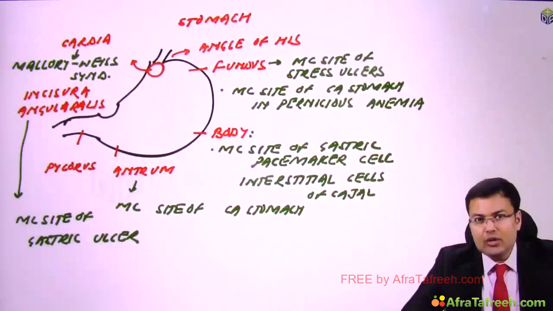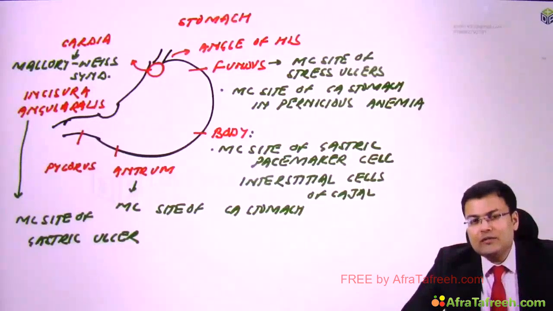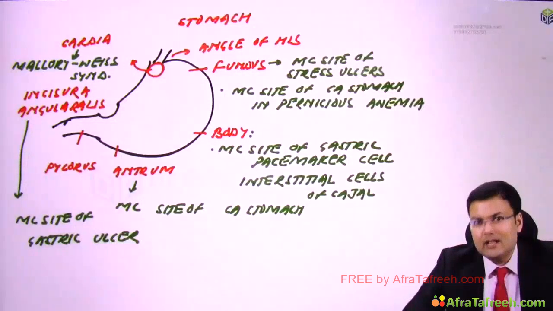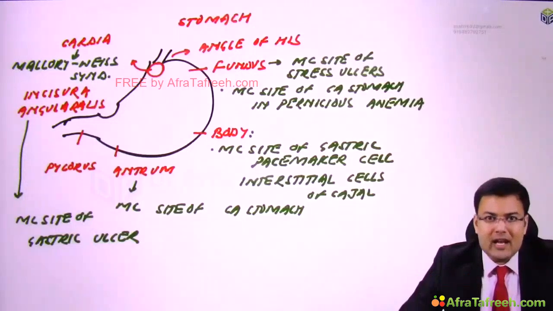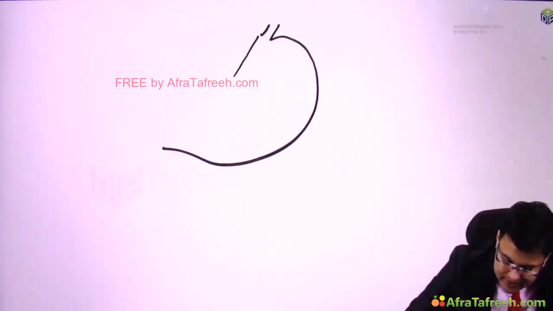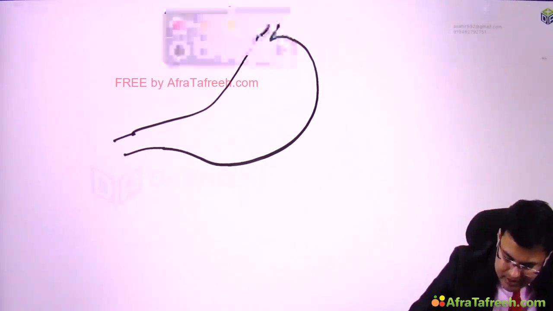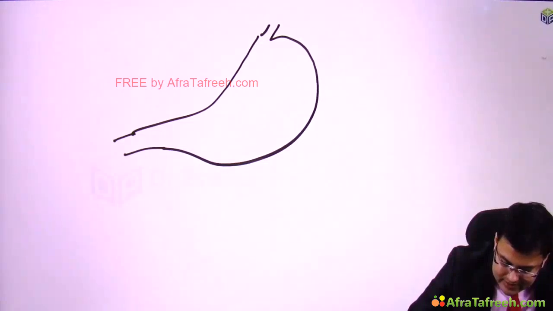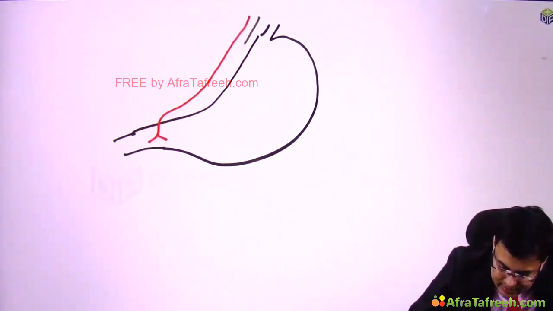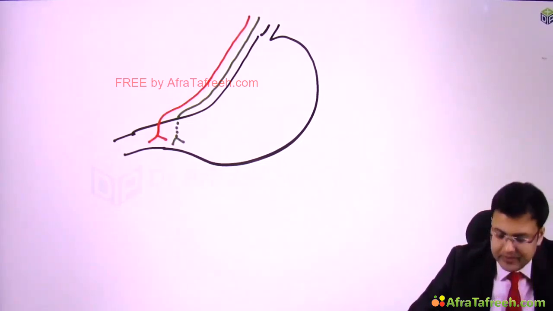Now you know that there are two nerves in relation to stomach, and those are vagus. One is right vagus, one is left vagus. Left vagus is anterior, right vagus is posterior. Now see the relation of vagus with stomach. So this is the stomach. This red colored is the left vagus, and this left vagus is anterior, and this green colored is the right vagus, and you can see this is the posterior.